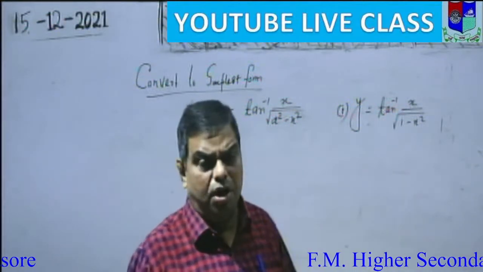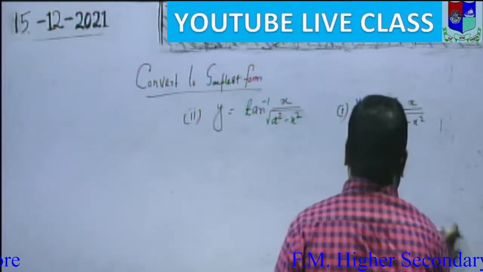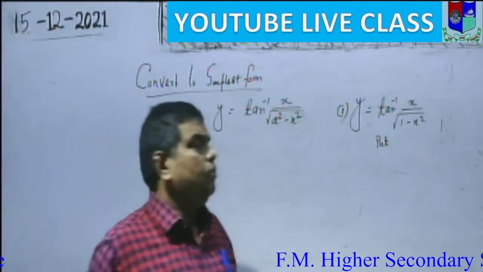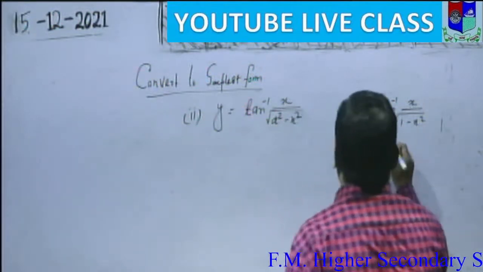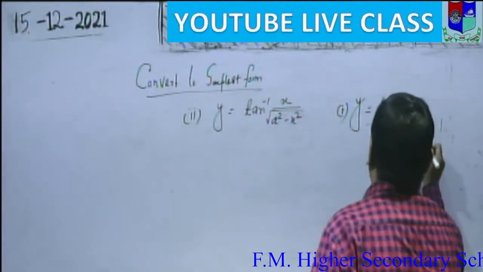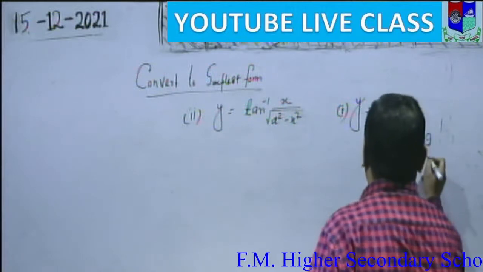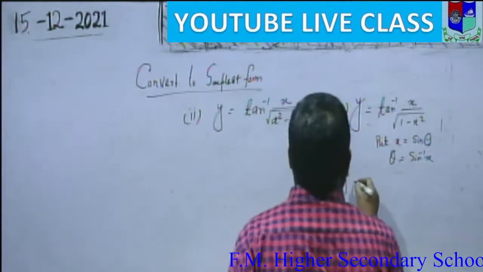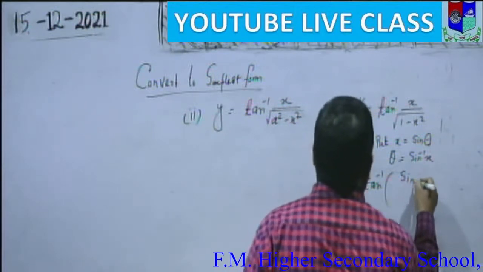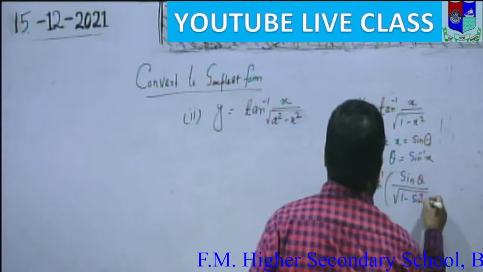There is no hard and fast rule for substitution; we use whatever suits. We always write it suitably: put x is equal to sin theta, so theta is equal to sin inverse x. y is equal to tan inverse sin theta by square root of 1 minus sin square theta.